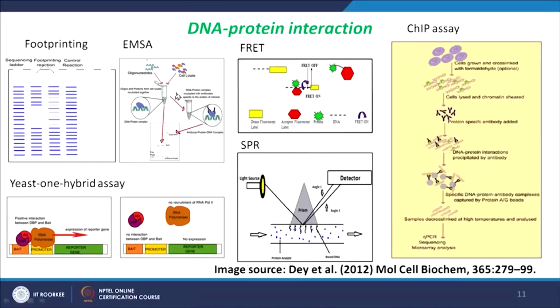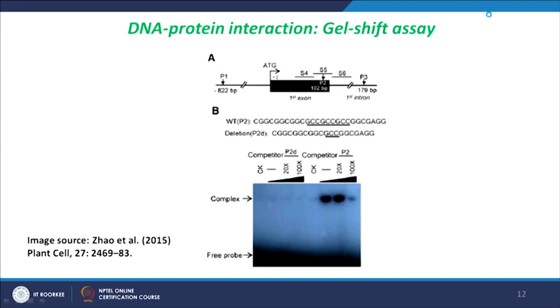Some in vitro ways of doing this are footprinting, electrophoretic mobility shift assay, and then yeast one hybrid, where you can use a DNA and identify the proteins which bind to those DNA elements. These two, FRET and SPR, are more physical assays to study the interaction. Then there is the ChIP assay, chromatin immunoprecipitation, which is being very extensively used to study protein-DNA interaction.